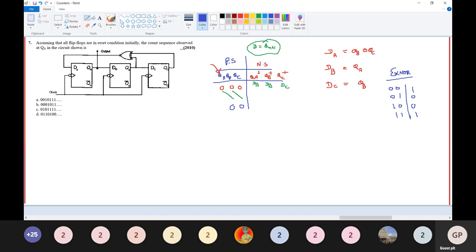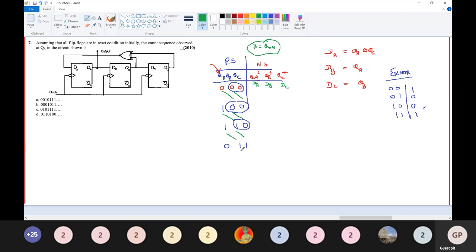So now this is acting as a shift register. These two get shifted here, and for DA, it's nothing but QB XNOR QC. 0, 0 is 1. Next, similarly, these two shifted: 0 1 0, and these two will be XNORed, 0 0 is 1. Again, these two will be shifted: 1 1, and these two XNORed, 1 0 is 0.